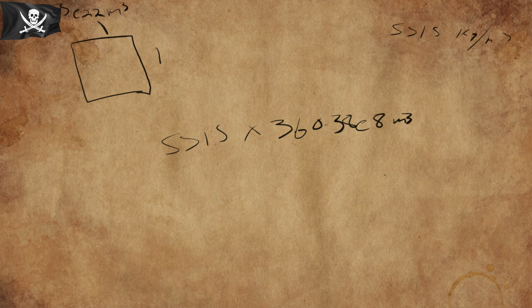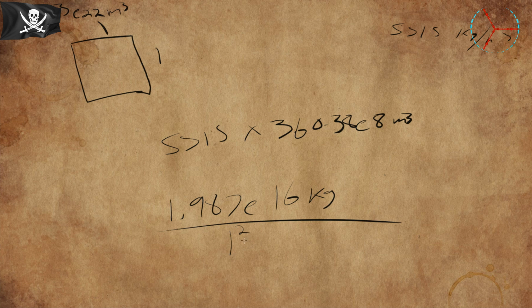1.987 E16, was it? 16. Whoopsie daisy. 16. That is 1,000, million, billion, trillion. Wait. Million, billion, trillion. Yeah, 19 quadrillion kilograms. Divided by 1 square meter, 1 meter squared. Gets us a pressure, which is, I think that's pascals, right?